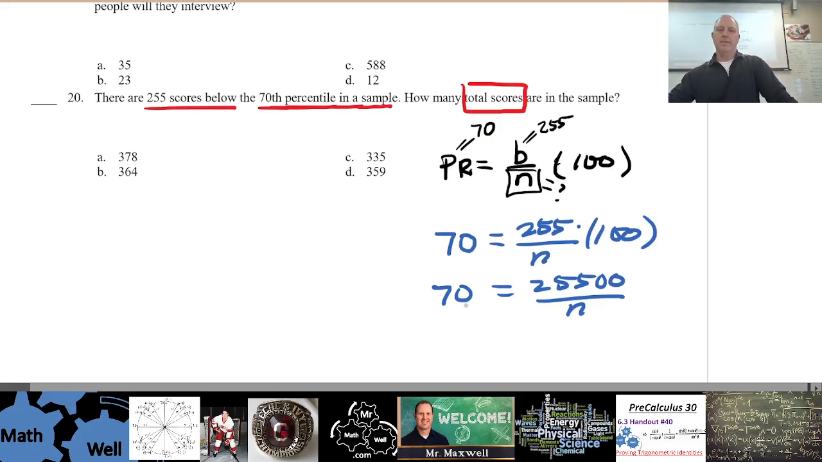Remember you can cross multiply across an equal sign if you have a fraction and a number. So this n's going to go up here. I'm going to multiply that by 70, and then it's going to be gone. And then you can divide also by 70. So let's do one step at a time. So 70n equals 25500.